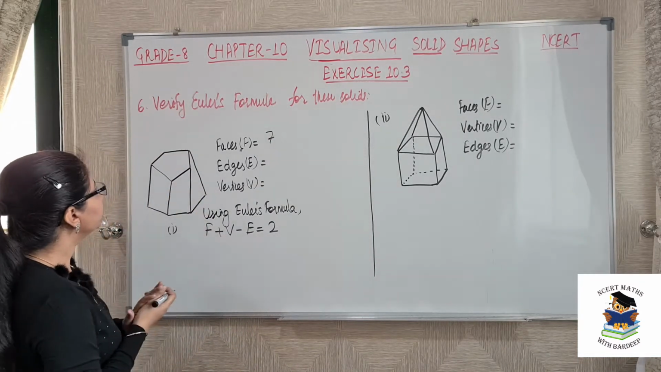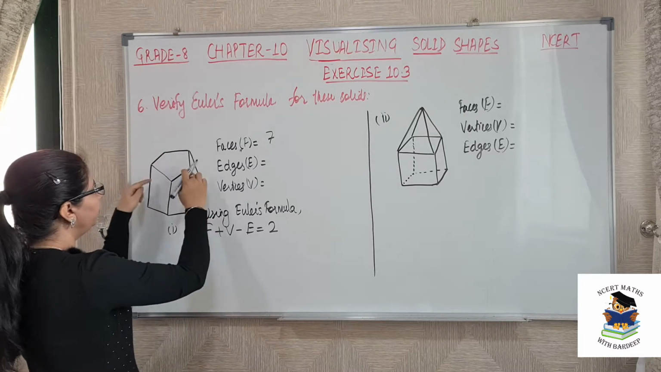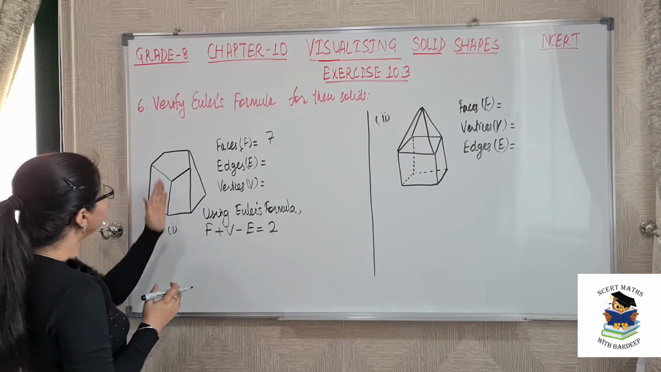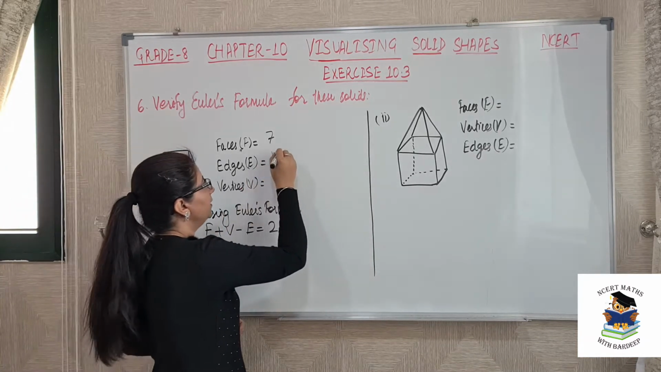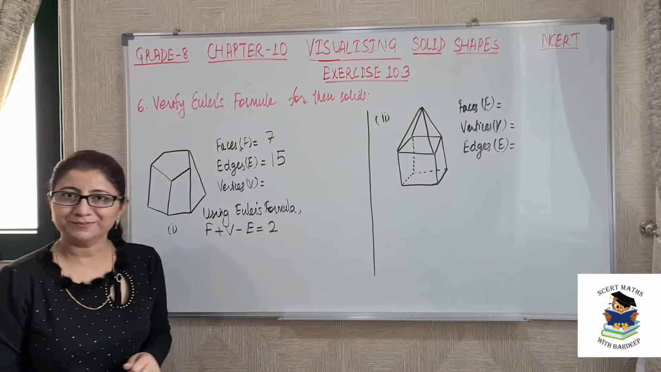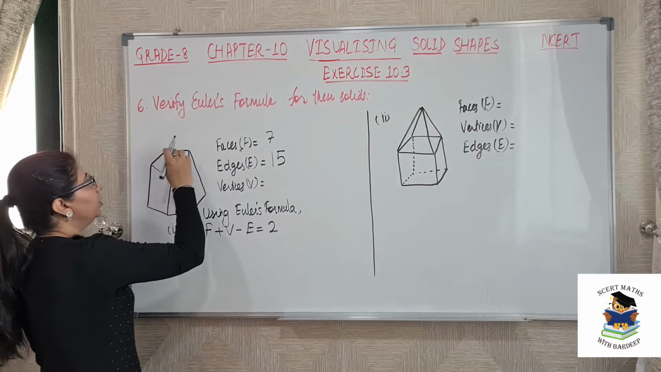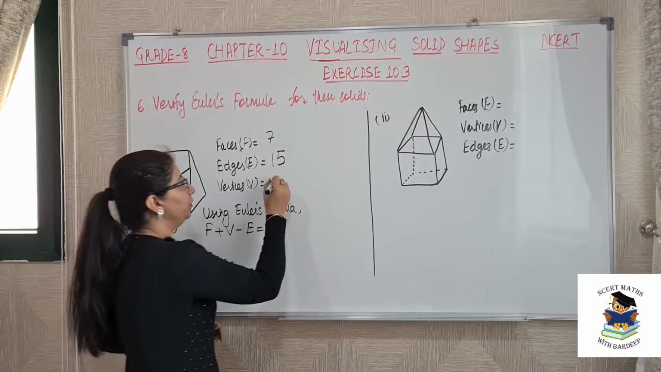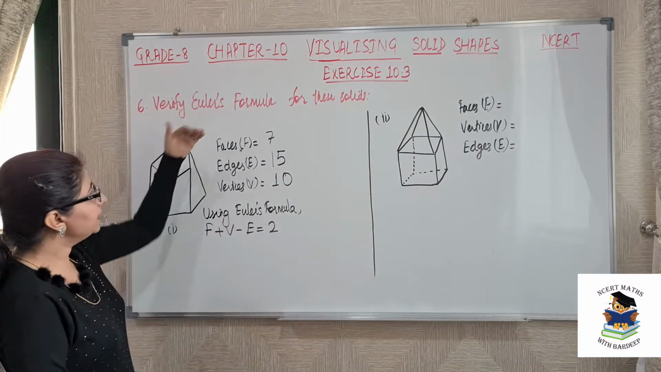Okay. So now let's count the number of edges. So 5, see 5 for this, 5 for the bottom, total 10. And each one is joined. So 5 will be joined also. So 5 plus 10 is 15. Okay. So now vertices. Vertices we can see corners. So 5 corners here and 5 corners in the bottom. So it will be 10. So these are the values.